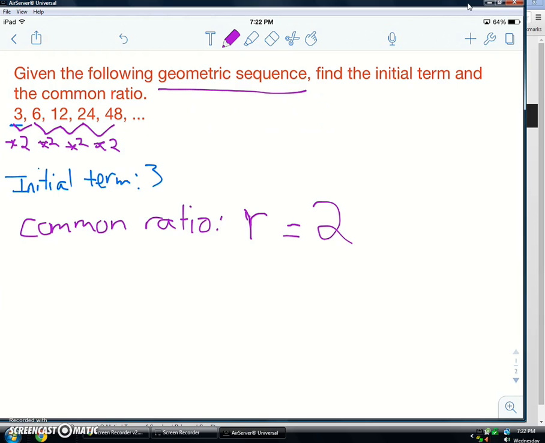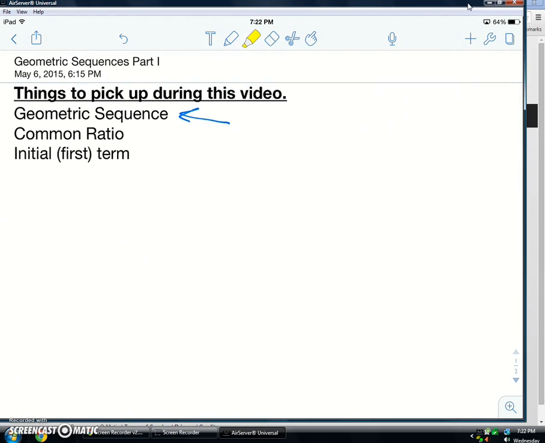Okay, so there we have it. A geometric sequence is a sequence where you multiply by the same number over and over. In our case, we multiplied by 2 over and over. The initial or first term was 3 because that's what we started with. And the common ratio, lowercase r, was equal to 2 because we were multiplying by 2 each time in our sequence. Hope that helps. I hope now that when you hear the words geometric sequence, common ratio, and initial or first term, you have an idea as to what I'm talking about.